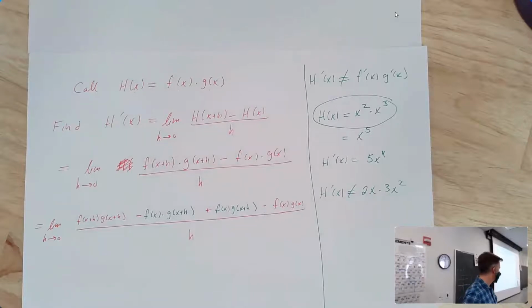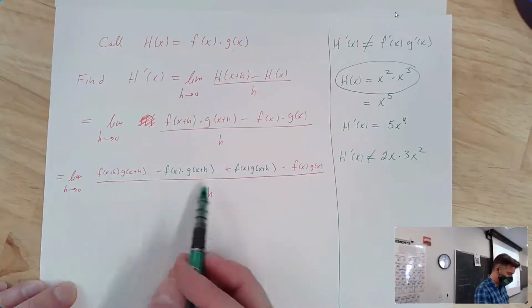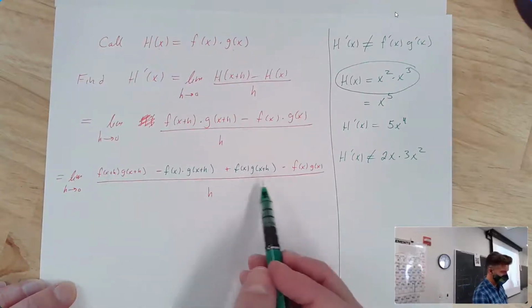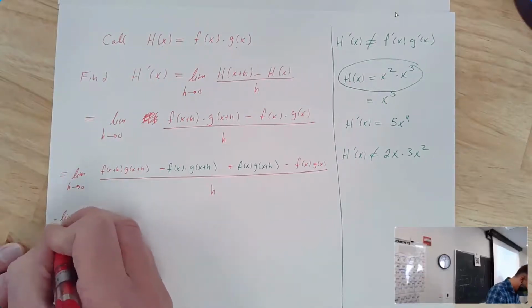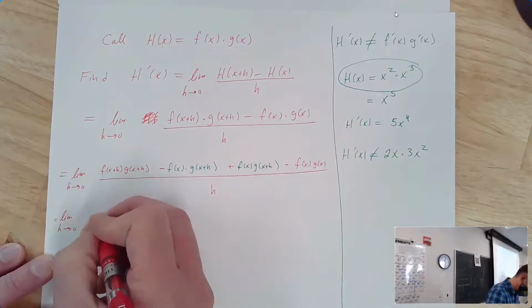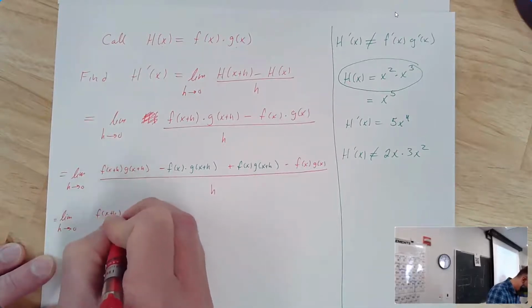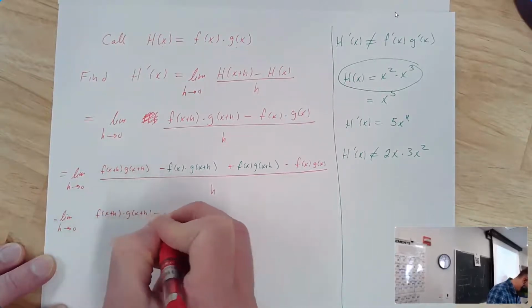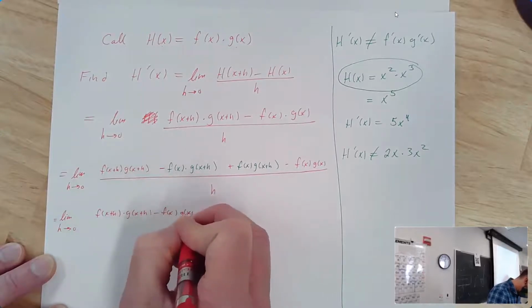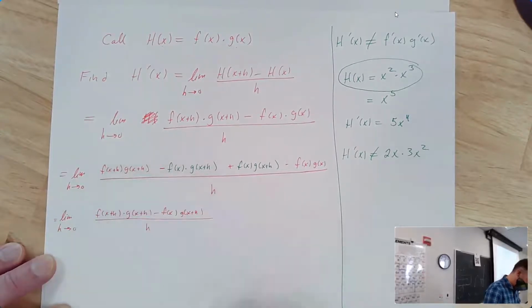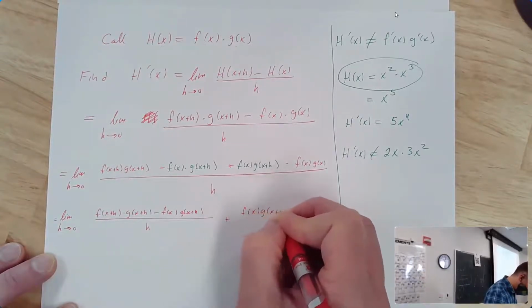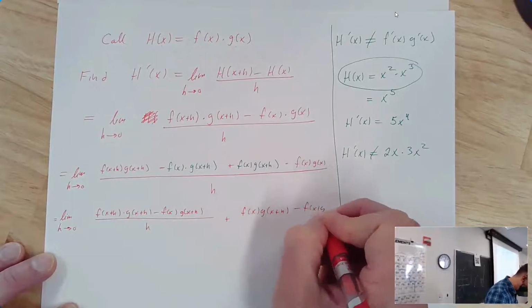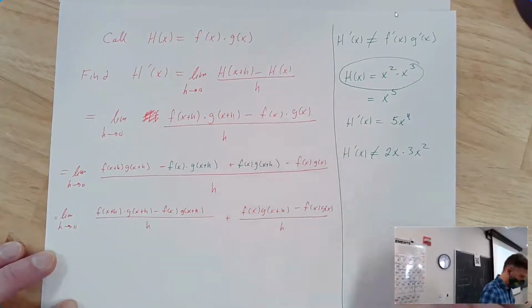But now we're going to break things up into convenient pieces. Specifically, these first two pieces over h and these second two pieces over h. So I'm going to rewrite this as the limit as h goes to 0 of f of x plus h times g of x plus h minus f of x times g of x plus h all over h, plus f of x times g of x plus h minus f of x times g of x all over h.